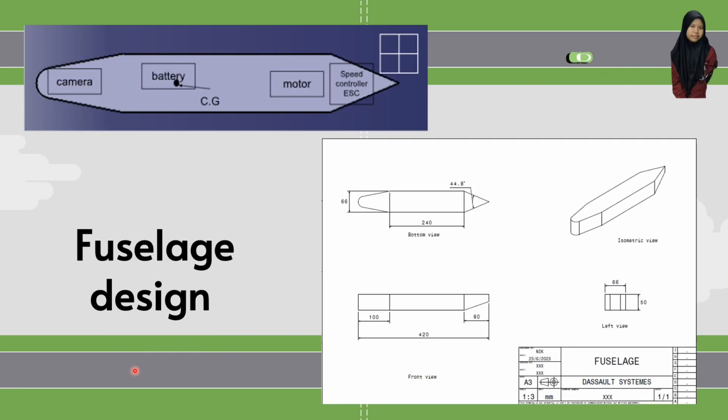This is the overall position of each component in the fuselage. The camera is placed at the nose section so that it can give a clearer view, while the battery is placed towards the CG to maintain stability during flight. And the speed controller ESC is placed at the rear section, which is near the motor and propeller, to allow for shorter motor wire connections to avoid the interference of electricity.